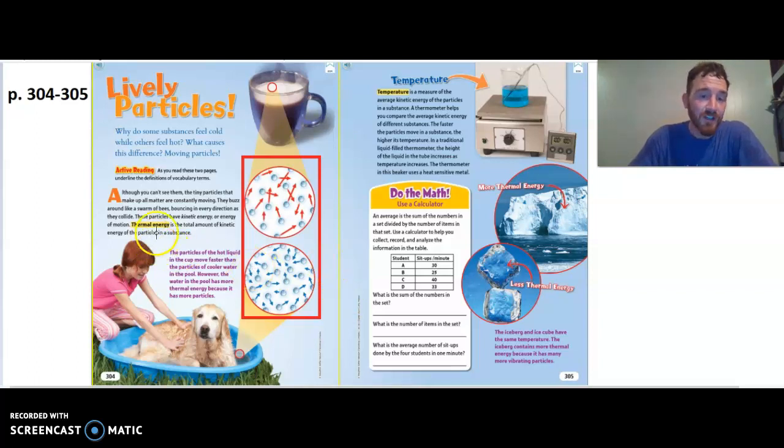So here it says thermal energy is the total amount of kinetic energy. You see this word kinetic. Remember that from last week? We talked about kinetic energy being the energy of motion, things moving, in the particles of a substance. That is a tricky idea, but the idea is that the more heat something has, or the more thermal energy it has, the more it's moving.